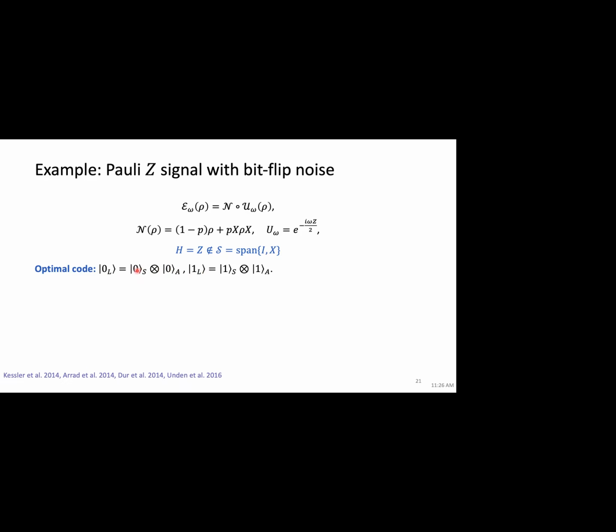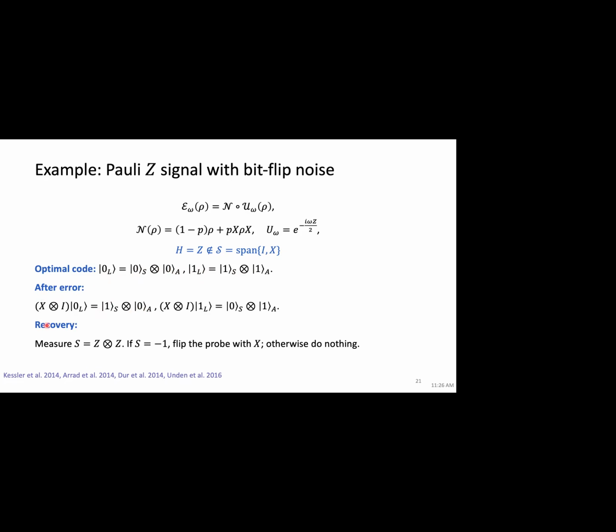We have 0, 0 or 1, 1 as the logical 0 state or the logical 1 state. After an error happens, the parity is going to change, and so the recovery map is very simple. We can just compute the parity of this quantum state and then flip the probe according to the state on the ancilla. Using this error correction strategy, one can show that the Fisher information is going to be exactly the same as in the case where we don't have any noise. So that's an example where the Heisenberg limit is achievable.